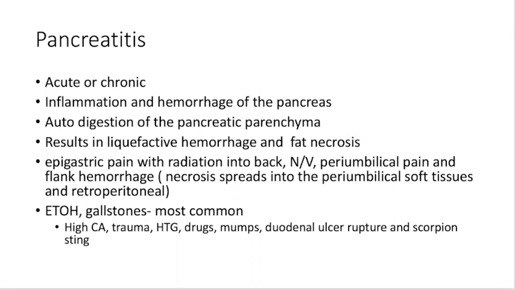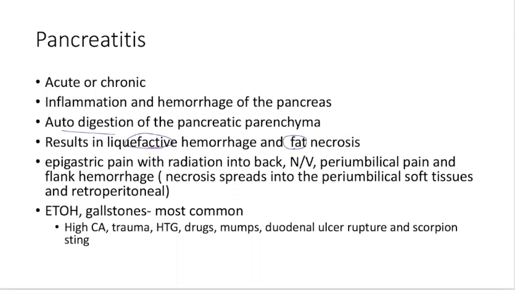It is basically auto-digestion of the pancreatic parenchyma, and it results in both a liquefactive hemorrhagic and fat necrosis. So we have two types of necrosis. Remember that the pancreas has a fat layer on the outside of it. That's how we get fat necrosis. The coagulative liquefactive is the interior, related to the autodigestion from pancreatic enzymes.